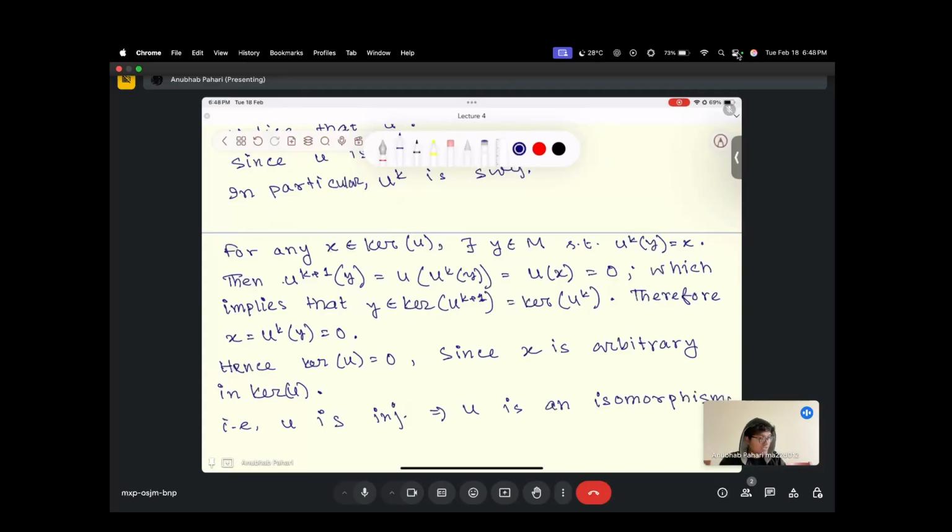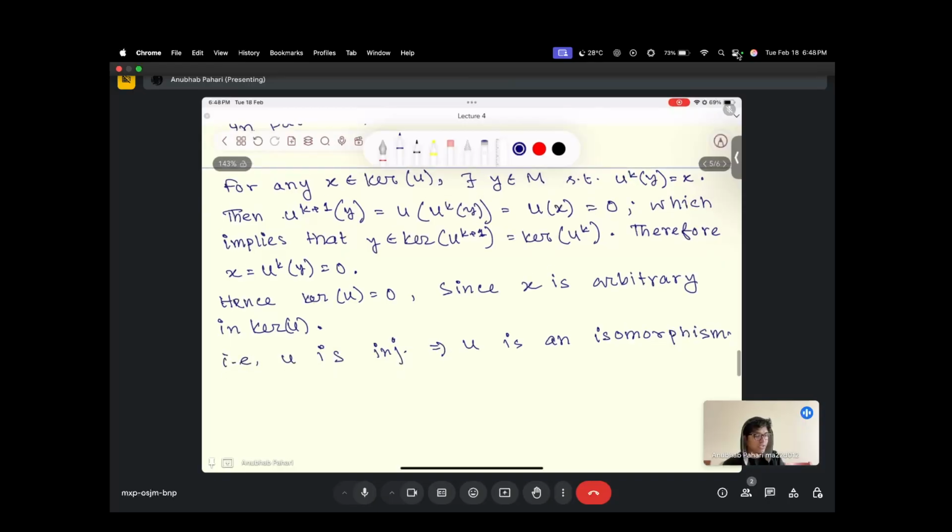So what we did really is that we chose an element x from the kernel of U. It showed that x belongs to the kernel of UK. UK is surjective, so there exists y such that UK of y equals x, and again UK of y should be 0, that is x. So x is arbitrary in the kernel of U, so all the elements in the kernel of U should be 0.